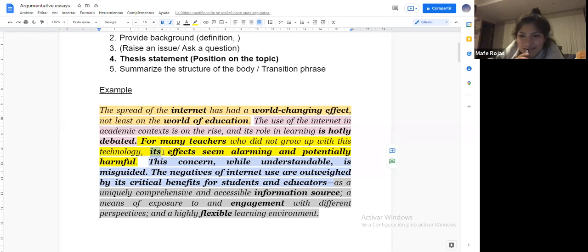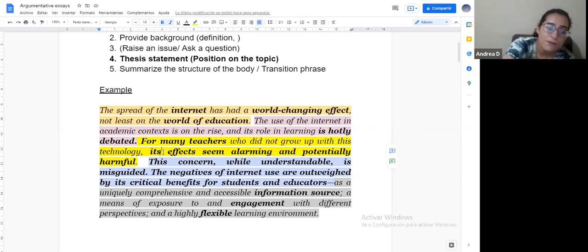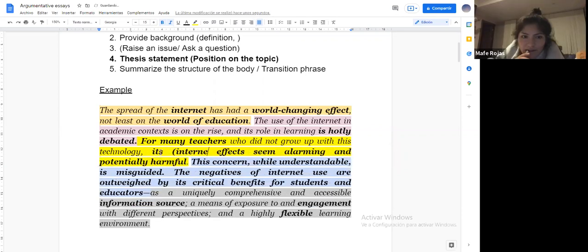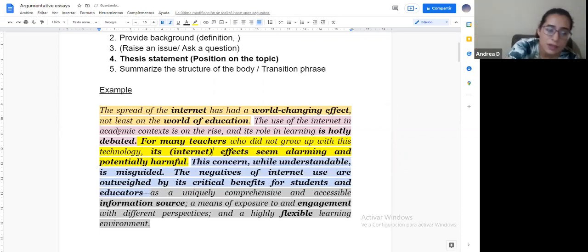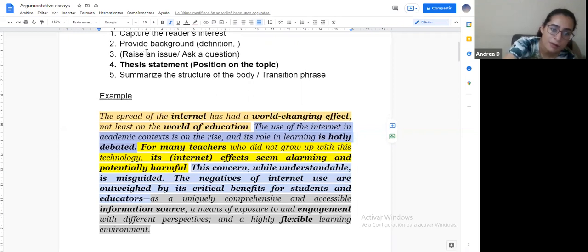What? So it's the internet, right? Its effects here refers to the internet's effects. He's using a pronoun because he already mentioned it, right? He said the use of the internet in academic contexts is on the rise, and its role in learning is hotly debated. So this is the context. He's saying this topic is important, something that's been going on for some time, and that's being debated all over the world. So that's the context, the background.